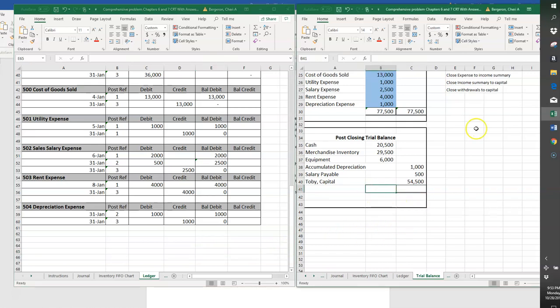All right, to make sure that my trial balance is in balance, I'm going to add my debits. And then I'm going to add my credits. $56,000 on that side. $56,000 on that side, so I'm in balance. So I have completed my chapter 6 and 7 comprehensive problem and taken it through the entire accounting cycle. So let me know if you have any questions. Thanks.